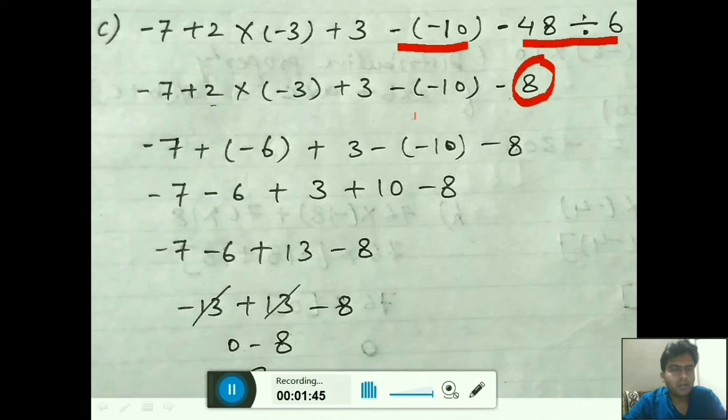Now, according to the rule, we have to simplify the multiplication. Where is the multiplication? At this place we have the multiplication. So 2 into minus 3 becomes minus 6. Now simplify the sign: plus minus minus. Minus and minus becomes plus, and all the other numbers we write as they are with their signs, like 3 with plus, 8 with minus, and 7 with minus.